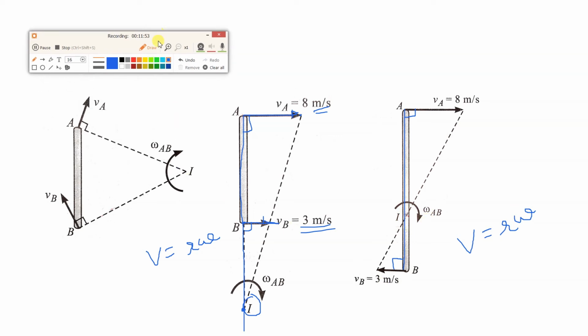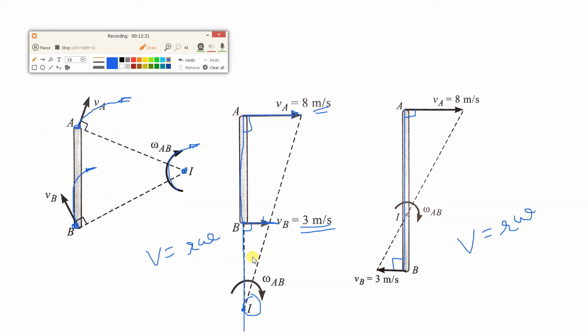Now here you can see for both the cases, if you keep your thumb at I, keep your index finger at A and rotate your index finger in the direction of velocity, it is clockwise. Same is true for VB also. Keep your thumb at I, keep your index finger at B and rotate your index finger in the direction of velocity, it is also clockwise. That is why here omega is shown in clockwise direction.